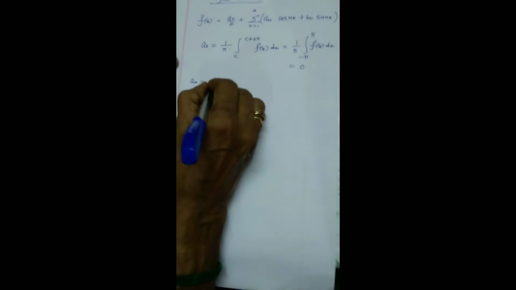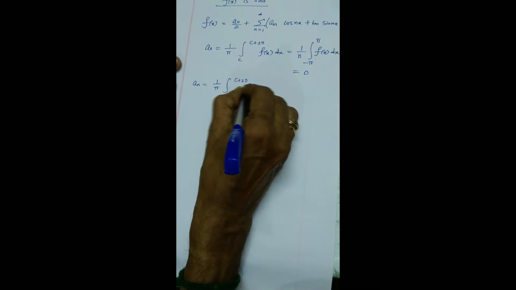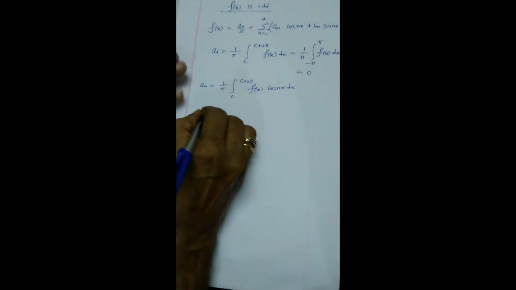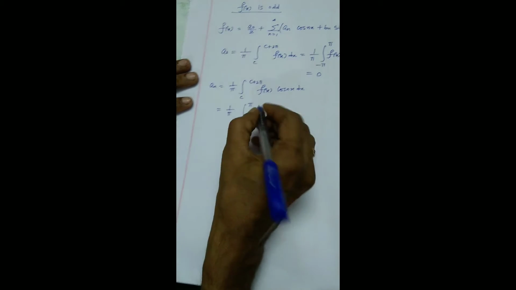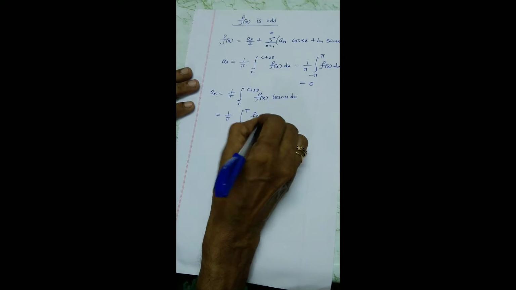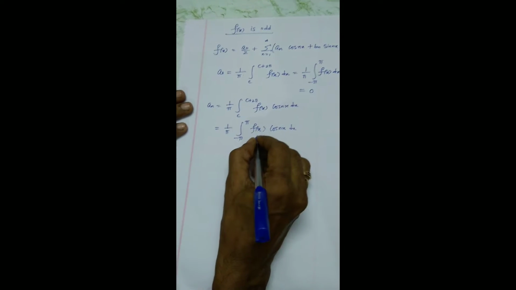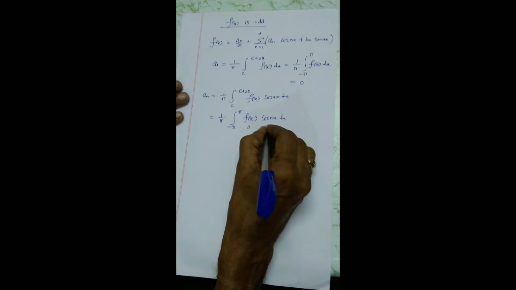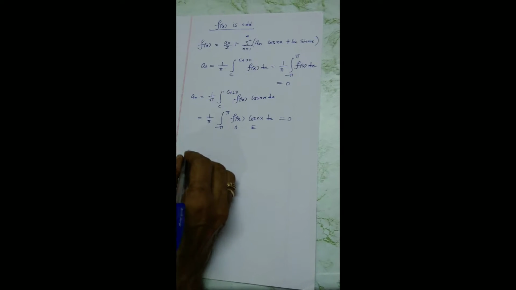In the same way, an is 1 by pi integral c to c plus 2 pi of f of x cos nx dx. So by definition, let us substitute the limit minus pi to pi, f of x cos nx dx. If the function here is odd, and we take cosine, which is an even function, odd into even, the entire thing is odd, so the value of the integral is 0.